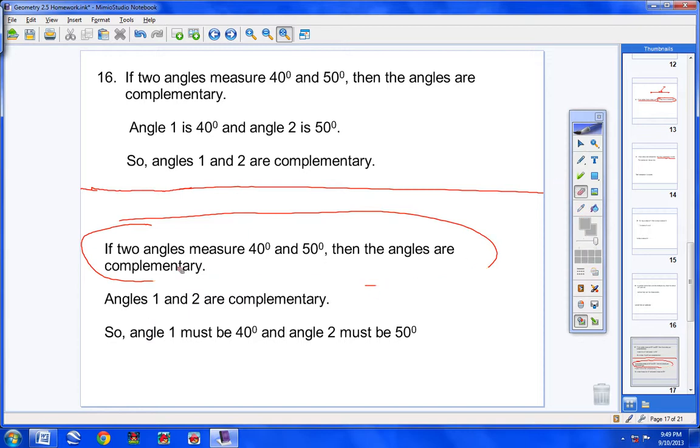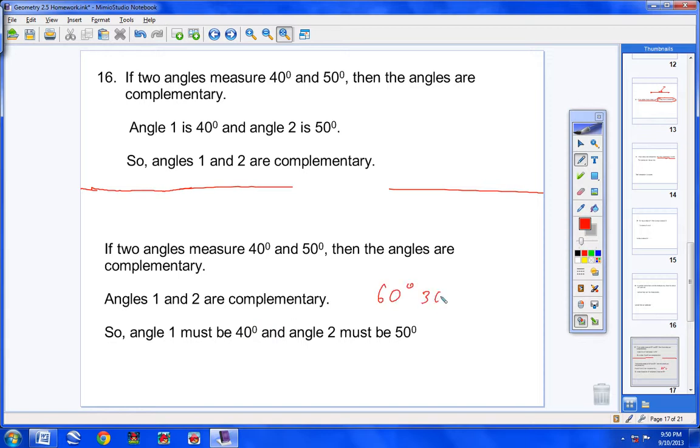Look what they say. Notice what it says here: if two angles measure 40 and 50, then the angles are complementary. Fine. But then it says angles 1 and 2 are complementary. So because angles 1 and 2 are complementary, then we know for sure that angle 1 is 40, angle 2 is 50. That is not right. You might know that angles 1 and 2 are complementary, but you do not know the angles measure 40 and 50. They could measure 60 degrees and 30 degrees, or 45 degrees and 45 degrees. Just because two angles are complementary doesn't mean they measure 40 and 50. So this is the argument here that is incorrect, and this is the one here that is correct.